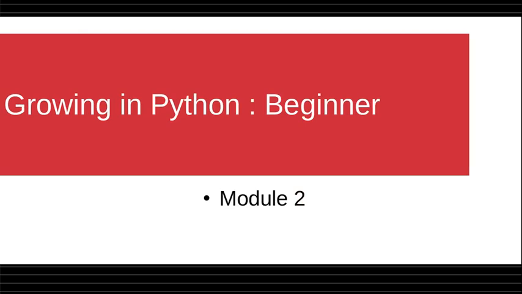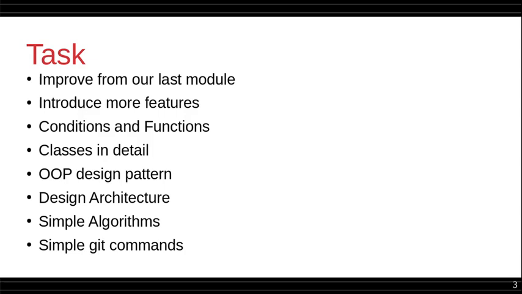So let's look at some things we're going to be tackling in this module. We improve from our last module. We introduced more features, like the dictionary and, in the last feature, functions, but we didn't get into more detail. So here we improve our knowledge of all of that, and we set about conditions and functions, look at classes in detail, OOP, design patterns, design architecture, as well as simple algorithms and simple git commands. So in this module, we're going to put everything together from the last module and add on to it.